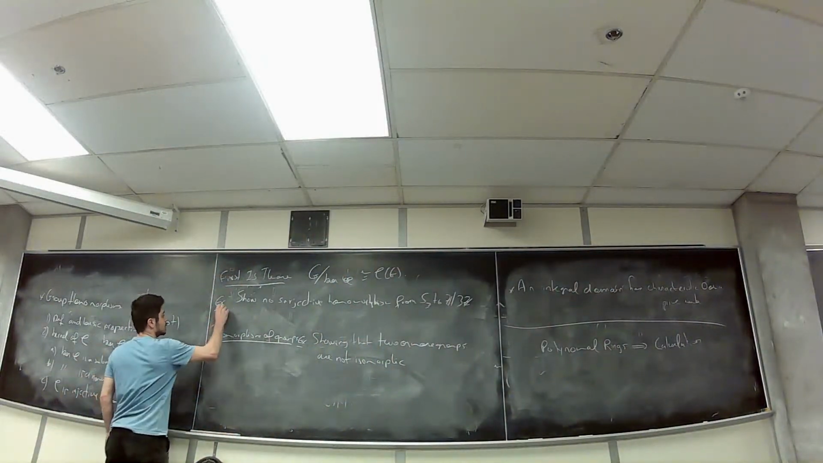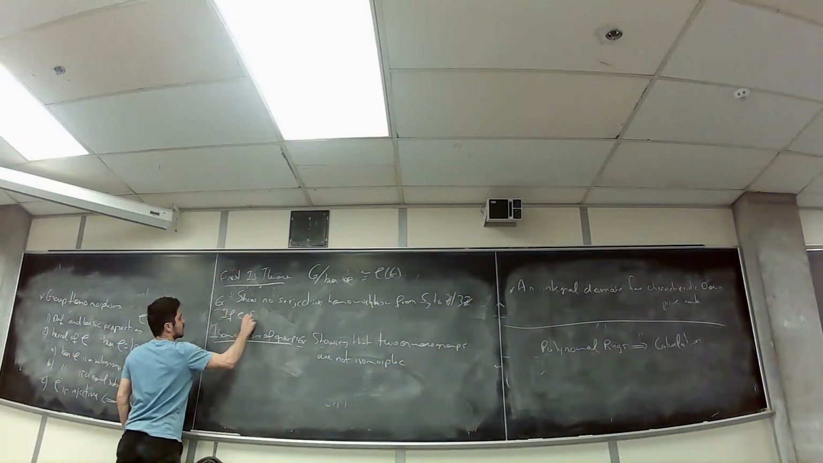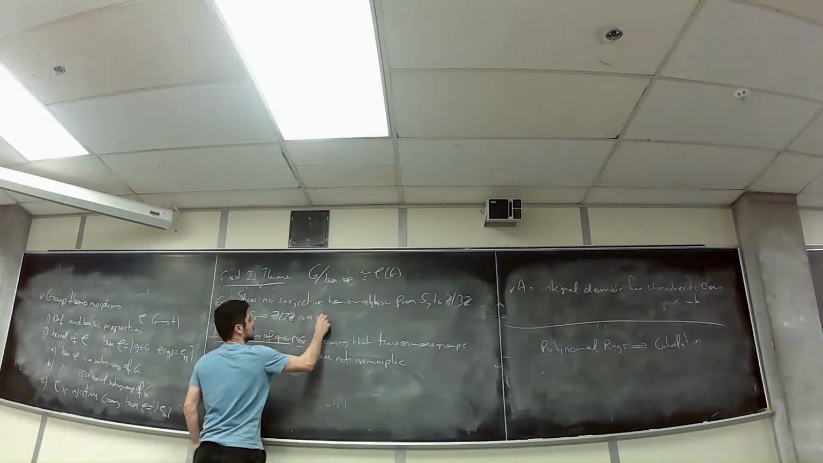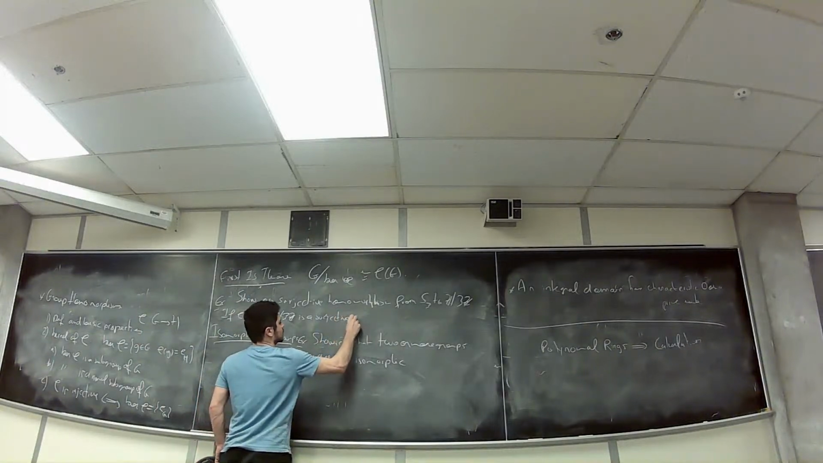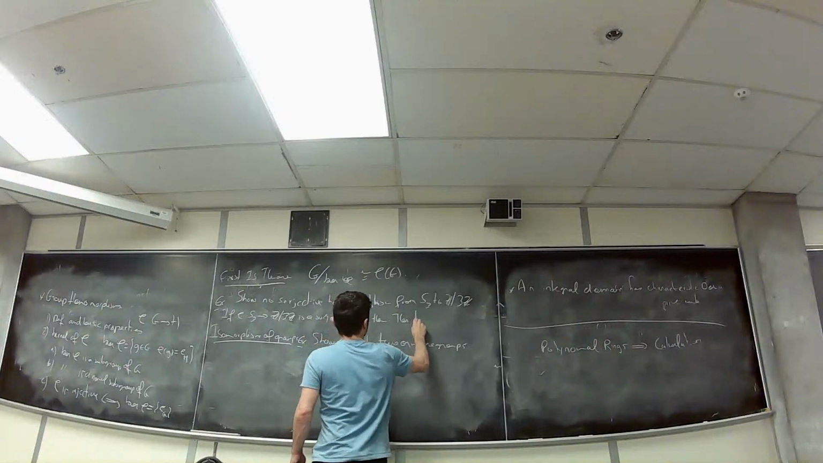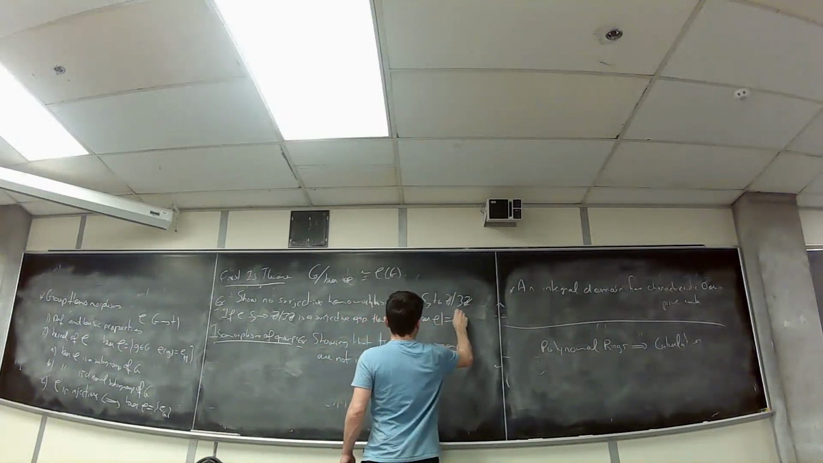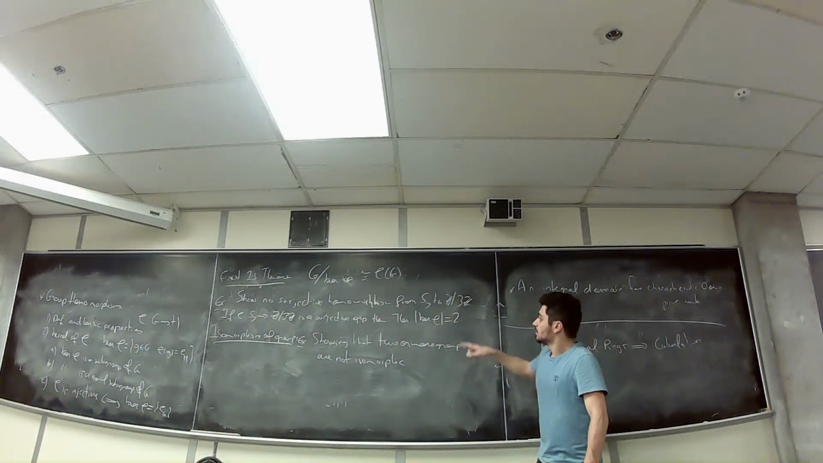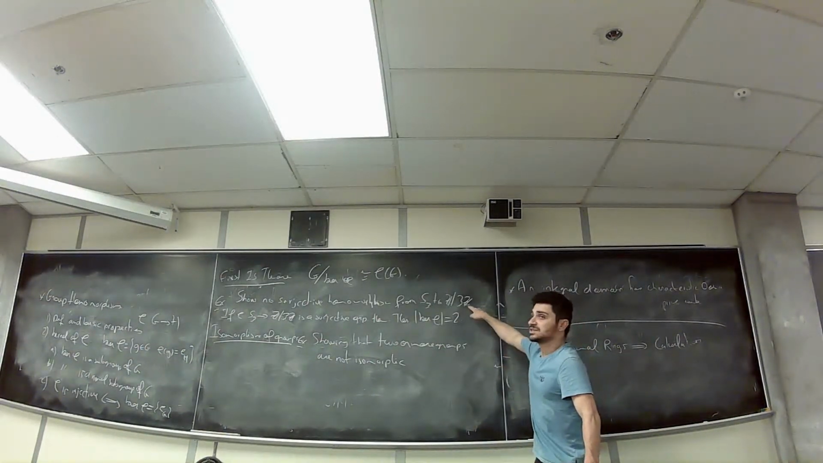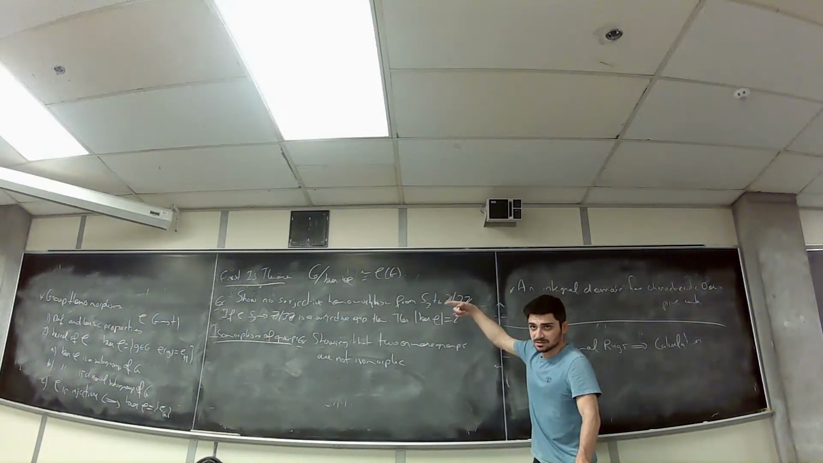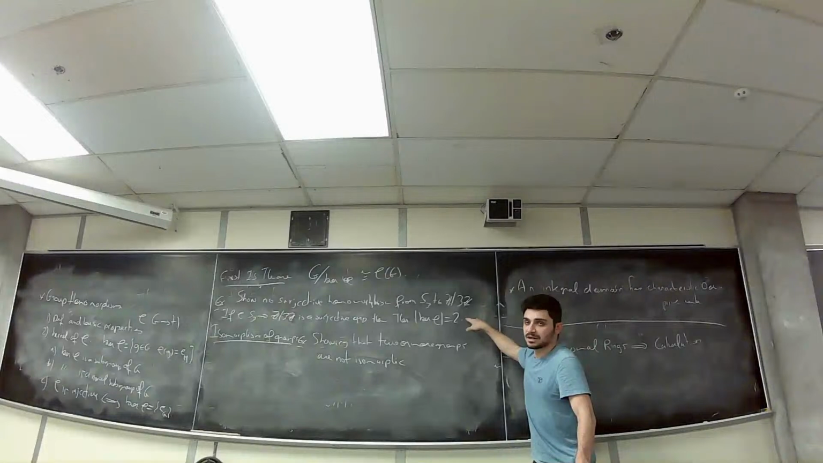If phi from S3 to Z3 is a group homomorphism, then the kernel of phi has size 2, right? Because S3 modulo the kernel of phi would have the same order as Z3. S3 has size 6, and 6 divided by the size of the kernel is equal to 3, so the kernel of phi would have size 2.